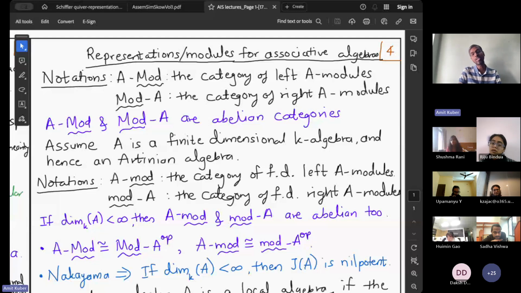So which also implies that it is Noetherian. Yeah, that's a famous result in ring theory, that Artinian rings are Noetherian rings. And in particular, one simple consequence of Noetherianness is that A mod, the category of finite dimensional left A modules, is an abelian category.